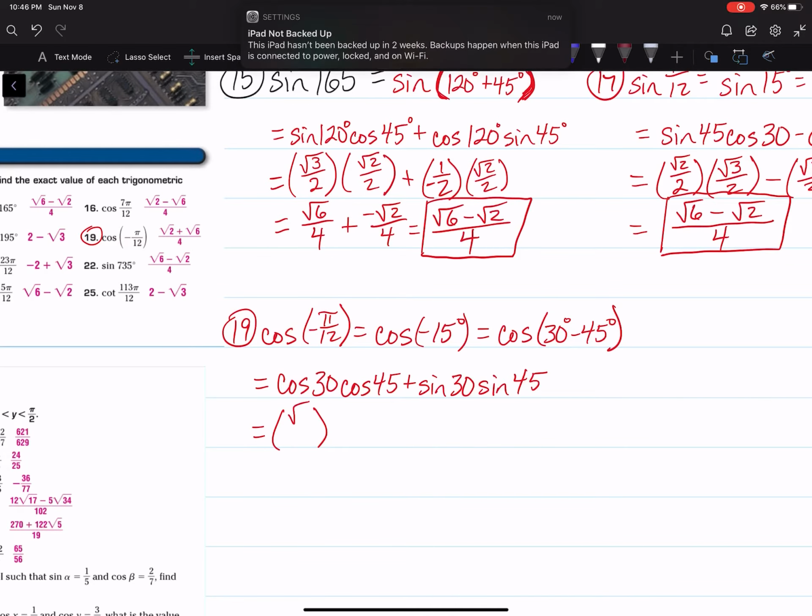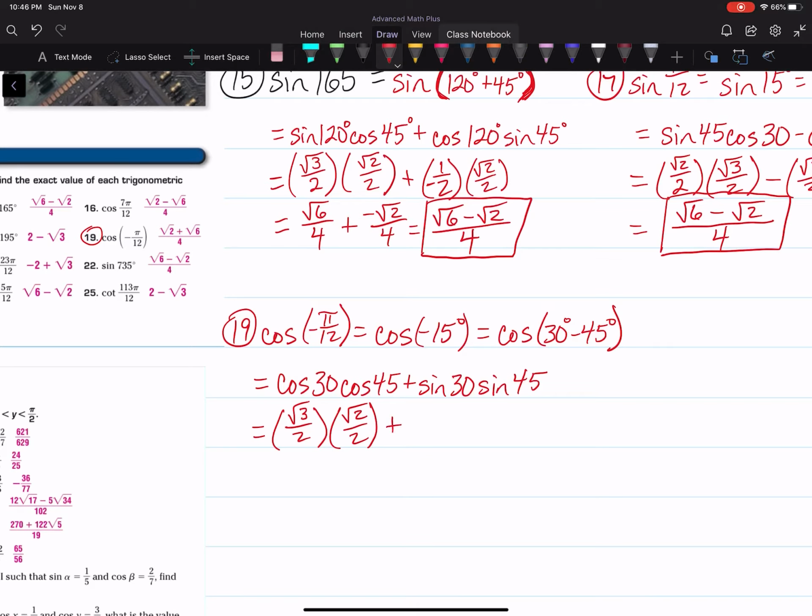That's the square root of 3 over 2. That's the square root of 2 over 2. Plus sine of 30 is 1/2. Sine of 45 is square root of 2 over 2. So that will be the square root of 6 plus the square root of 2 all over 4. And again, same answer.